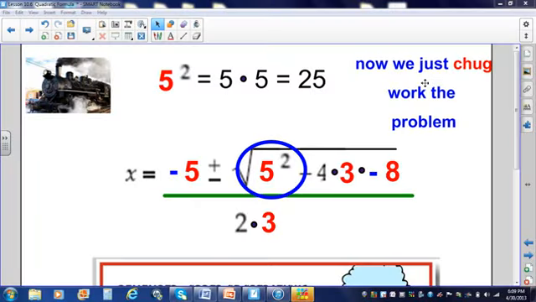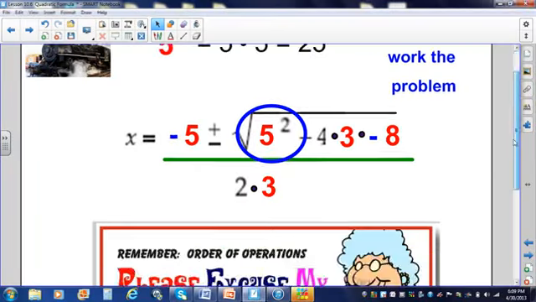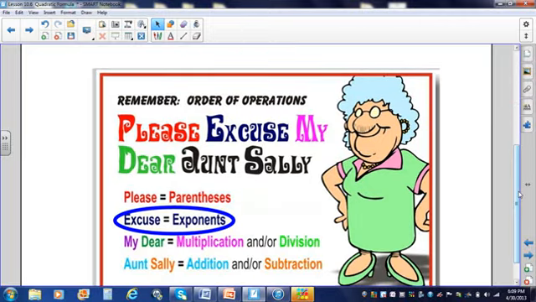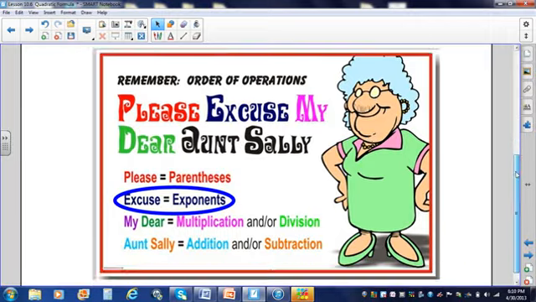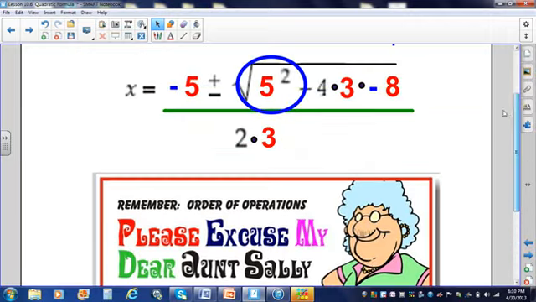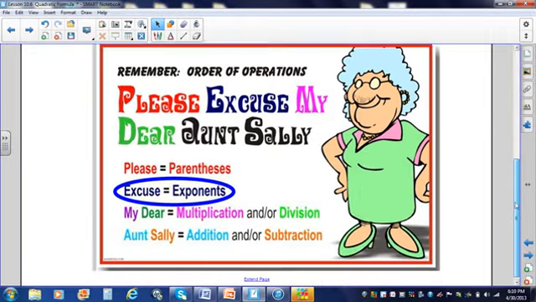Now we are just going to chug or work the problem. The biggest thing you have to remember when you get to this point, please excuse my dear Aunt Sally. Wouldn't that be really weird if you did have an aunt and her name was Sally? Then you should make sure you get this part right on the EOC. I'm going to do my exponents first.